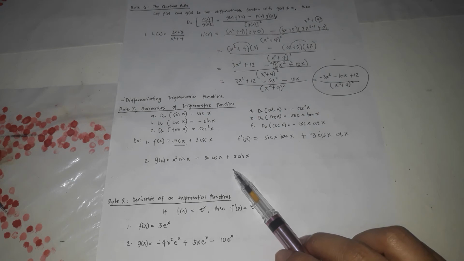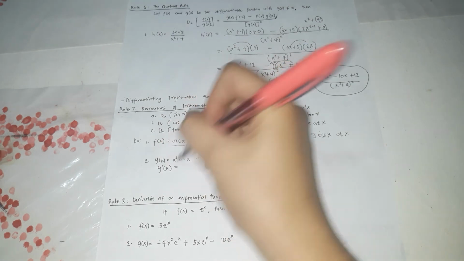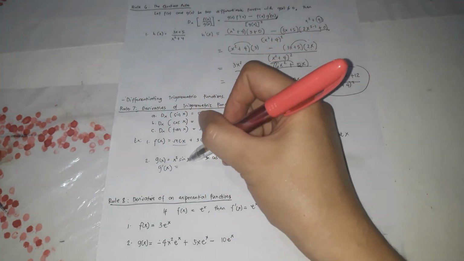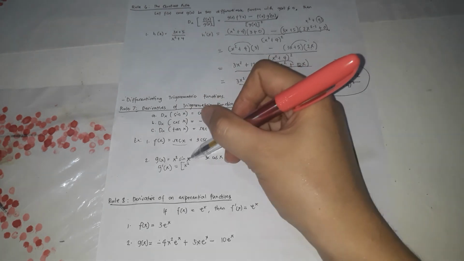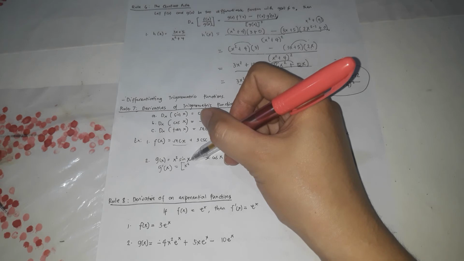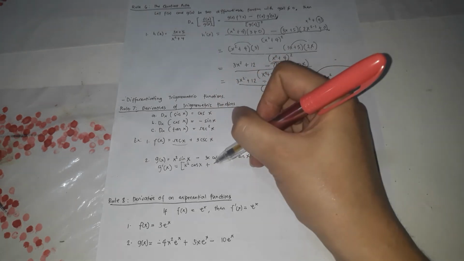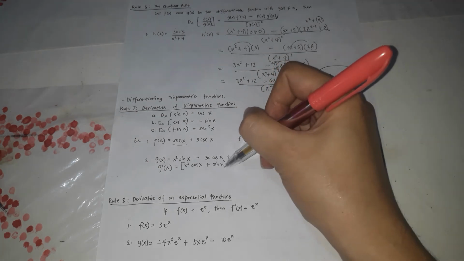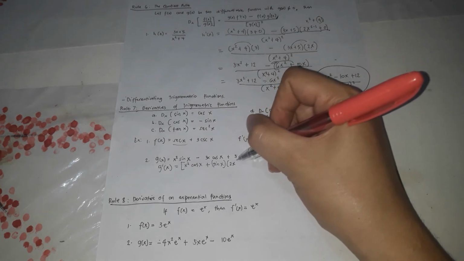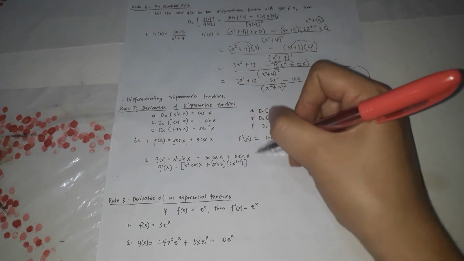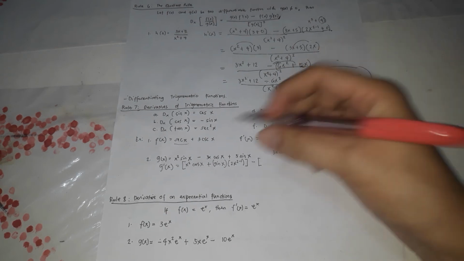Number 2, this is quite complicated too. So g of x prime. So this one is product rule. So kunin mo muna yung first, kunin mo derivative ng second. So what's the derivative of sine x is cosine x, plus, kunin mo naman yung second, kunin mo derivative ng first. So x squared, derivative is 2x to the power 2 minus 1, minus, so this is for 3x cosine x. So minus 3x cosine x.